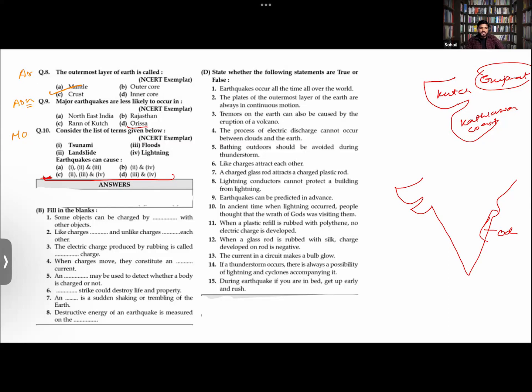Earthquakes can cause tsunamis. Yes, they can also cause floods and landslides. Very good.